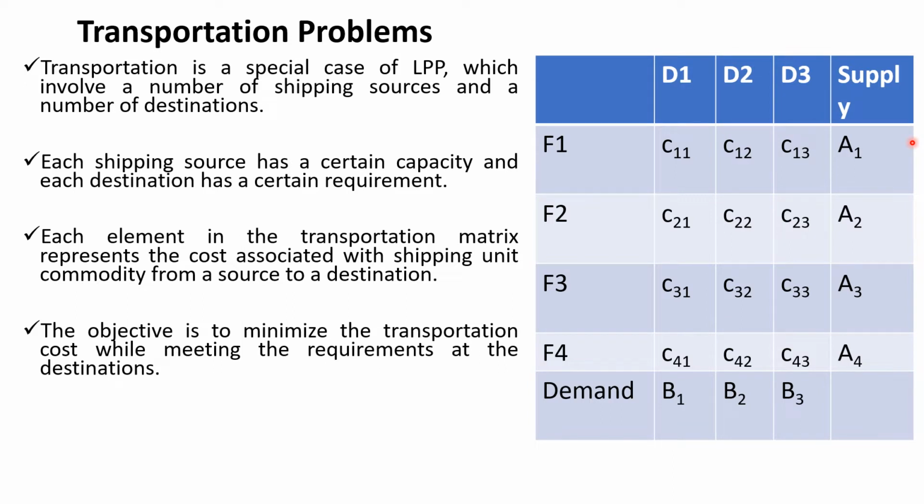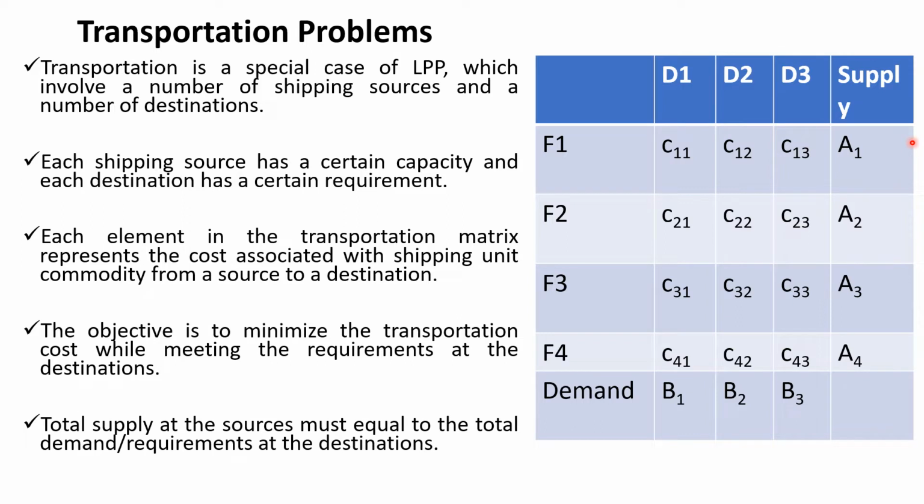Definitely, when we are dealing with cost, we would like to minimize our transportation cost, right? And finally, total supply at the sources must be equal to the total demand at various destinations. That means summation of A1, A2, A3, A4 should be matching with the summation of B1, B2, B3. Then we say the matrix is a balanced one. By any chance, if the matrix is not balanced, then we have to balance it first before we proceed further.